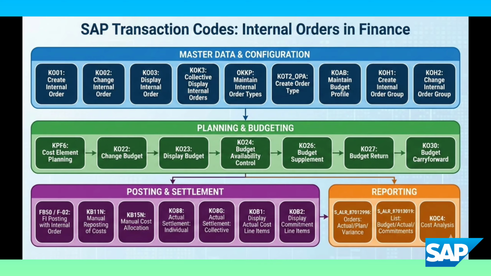KOAB maintains the budget profile. KOH1 creates an internal order group. KOS2 changes an internal order group.